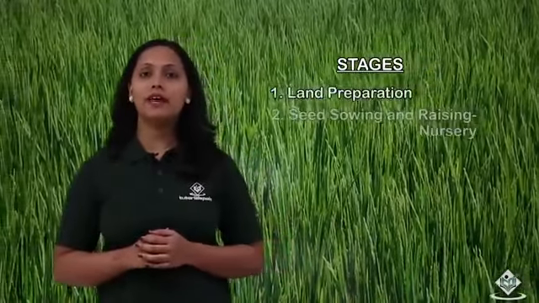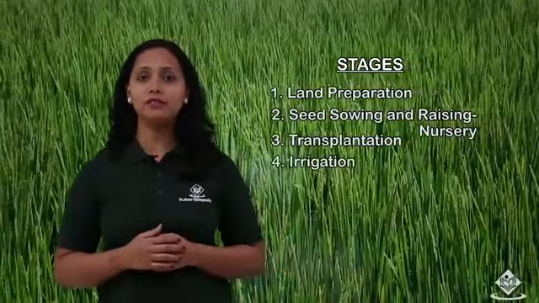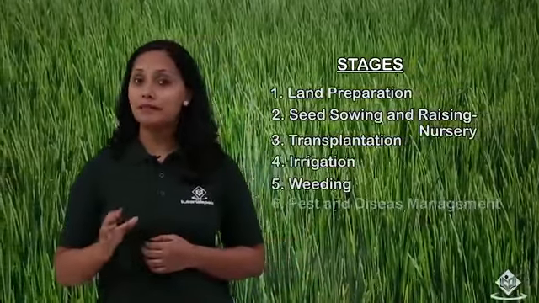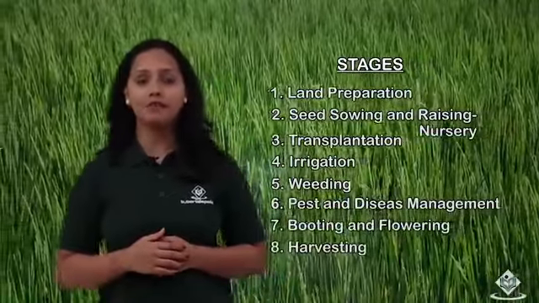Let us now see the different stages in the cultivation process of rice crop. The stages are land preparation, seed sowing and raising nursery, transplantation, irrigation, weeding, pest and disease management, booting and flowering and harvesting. Let us now see the first stage, that is preparation of land.